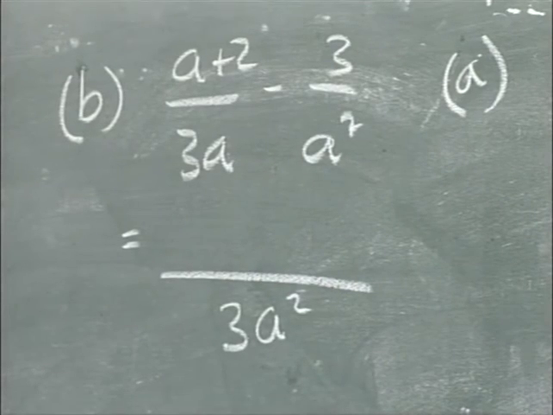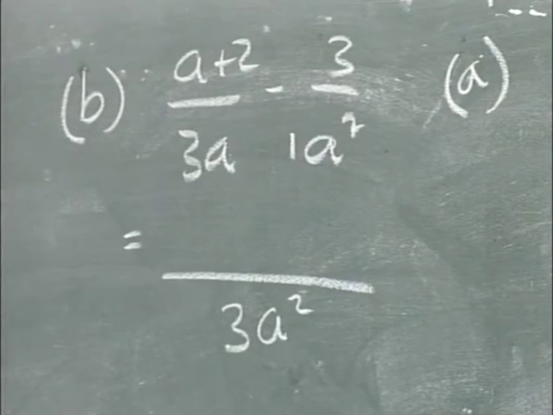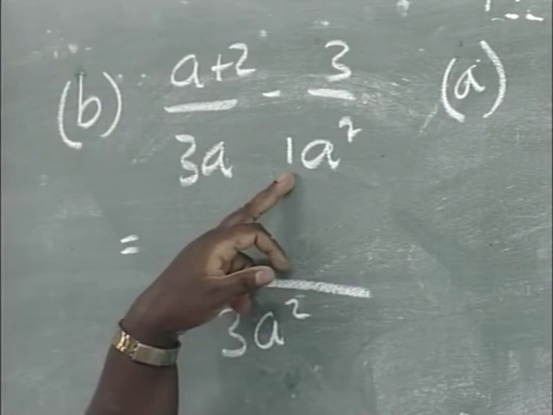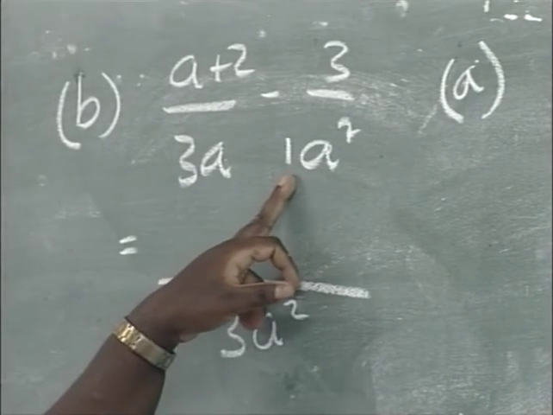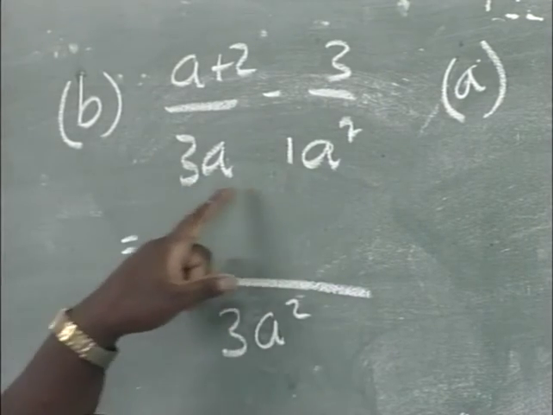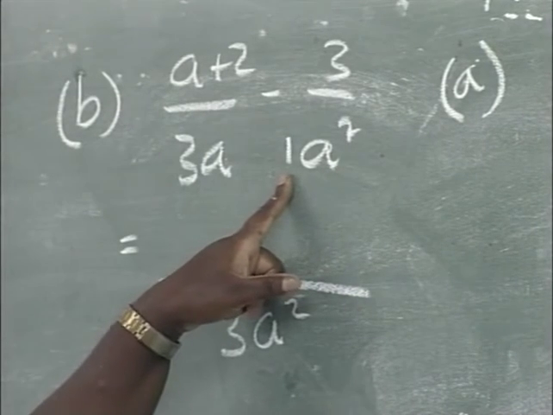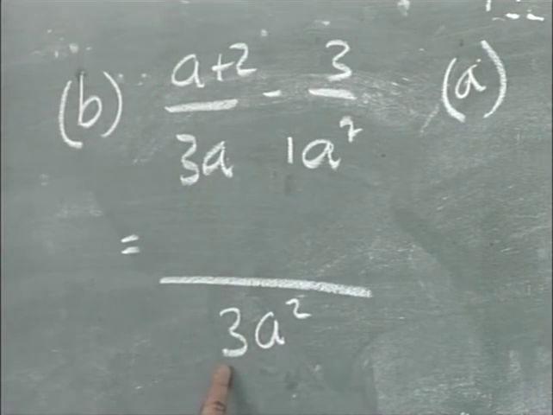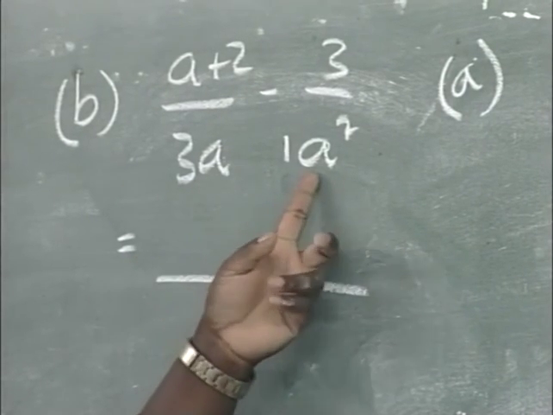Another way you can look at it is this way. This is 1a squared, remember? 3 and 1 do not have any other common multiple except 3. Remember, common multiple is not the same as common factor. 3 and 1 have a common factor of 1, but a common multiple of 3. So it comes down here.